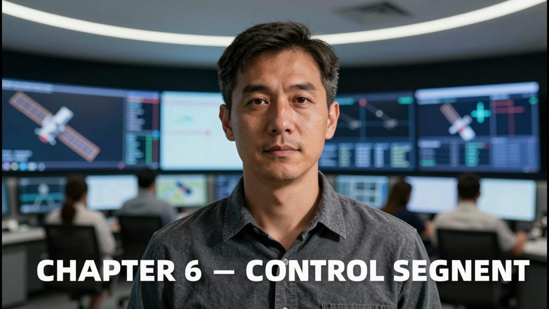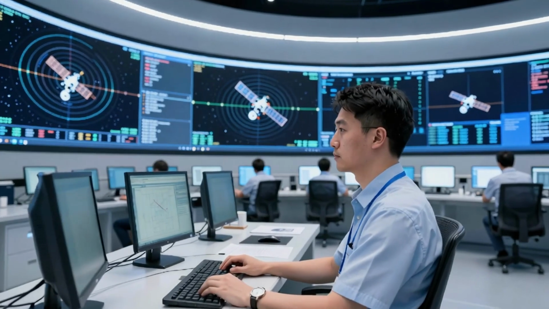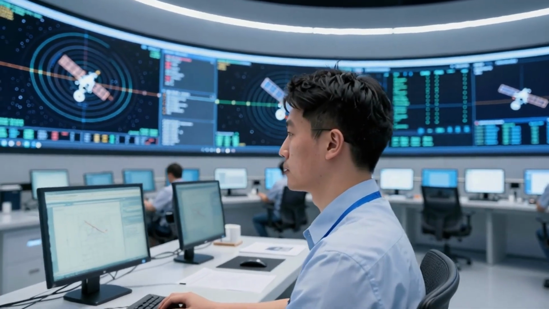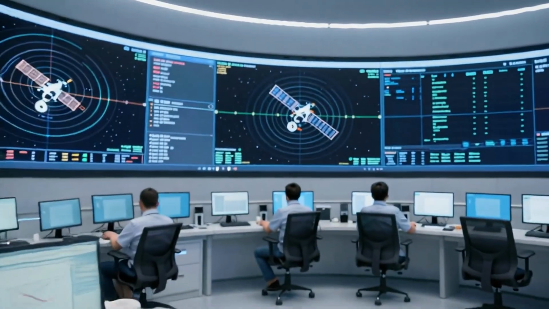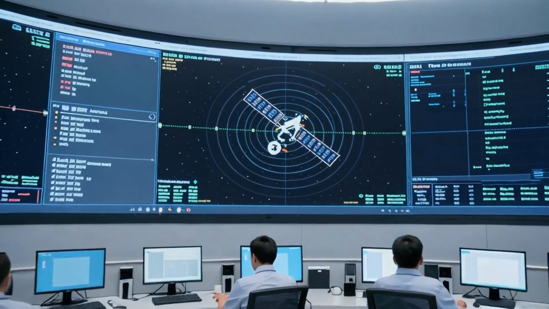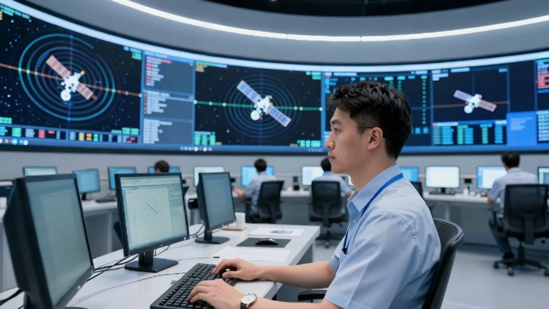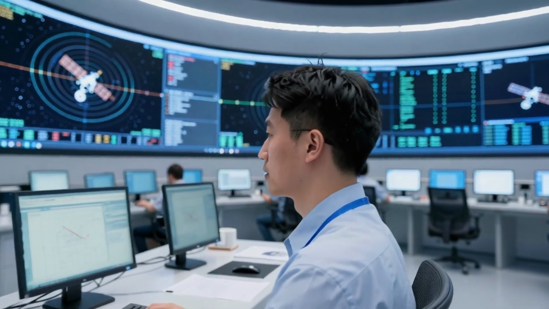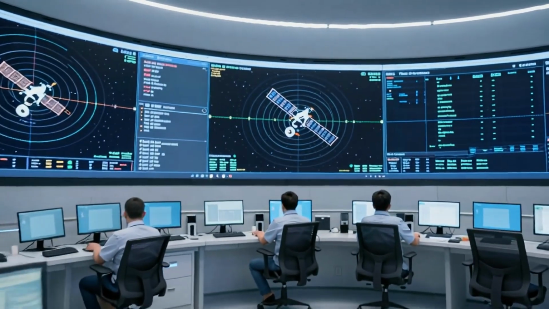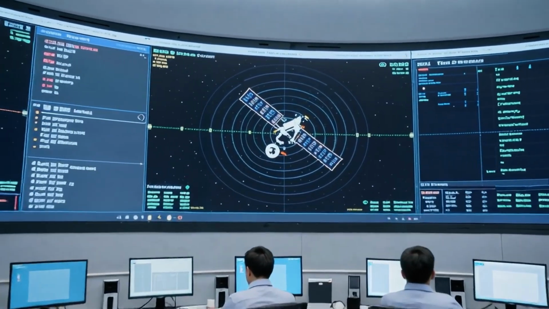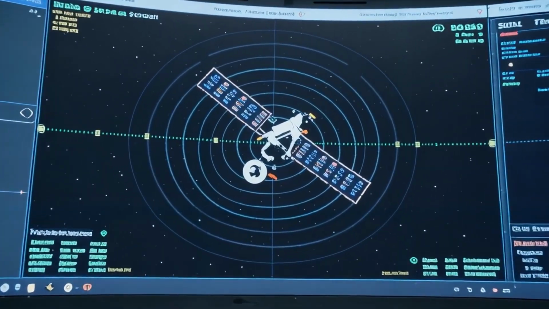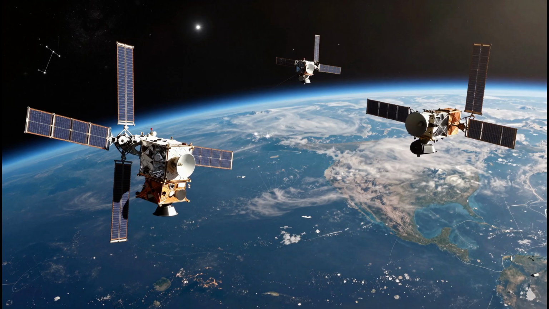Chapter 6. The control segment. The control segment consists of ground-based monitoring and control stations. Its responsibilities include tracking satellites, monitoring satellite health, updating satellite orbits, synchronizing satellite clocks, and uploading correction data. Control stations ensure that satellite information remains accurate and reliable. Without continuous monitoring, positioning accuracy would deteriorate rapidly.